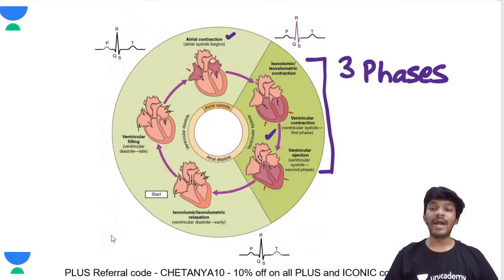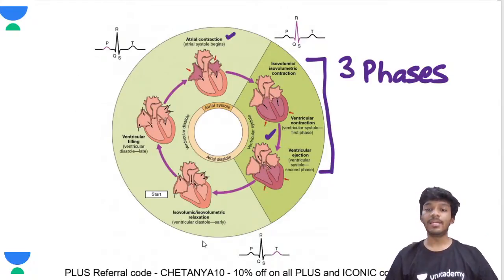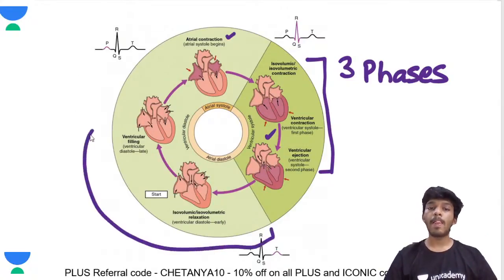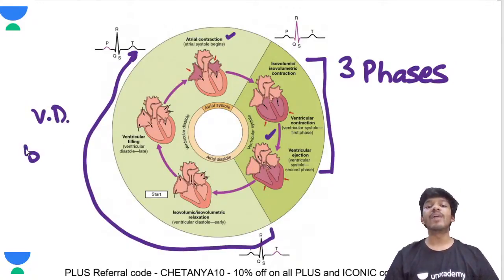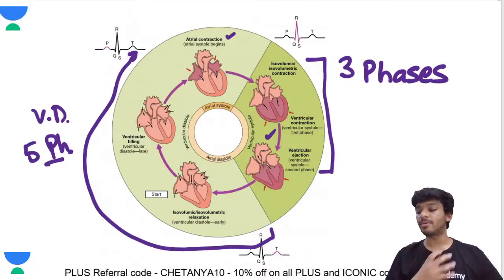Then you have diastole. So you have the atria completely in diastole, and then you have complete ventricular diastole, which itself has five phases. So we will go through all the phases individually, and we'll understand what is happening in the heart.